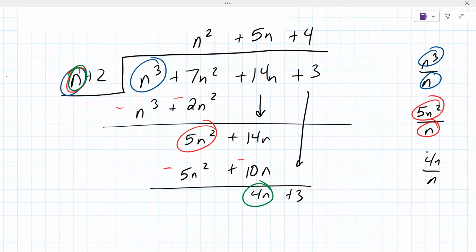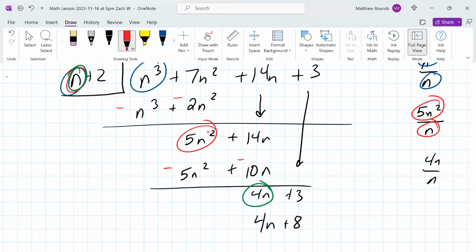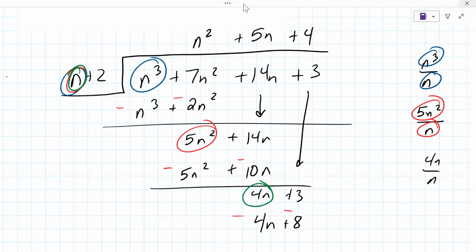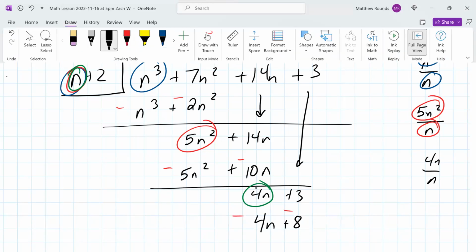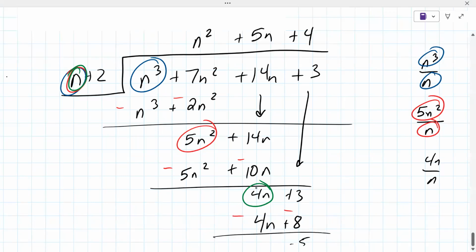Well, we're not done. Keep going here. You've got to take that 4 and multiply it still. So now I'm gonna multiply 4 into n plus 2. So I get 4n plus 8. No, it would be minus 4n minus 8. Change the signs. And then what's left over is negative 5.